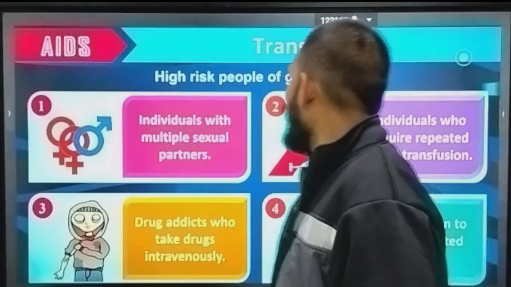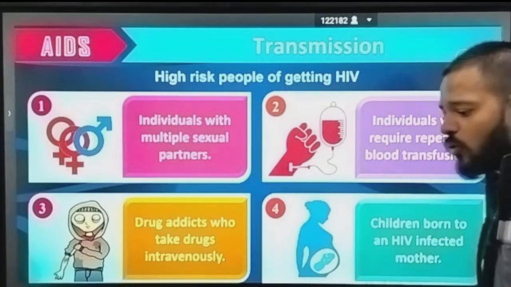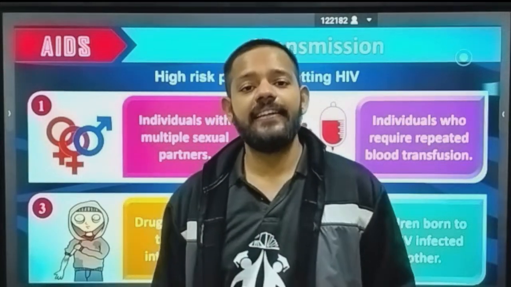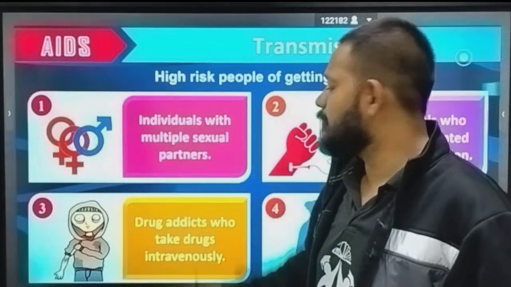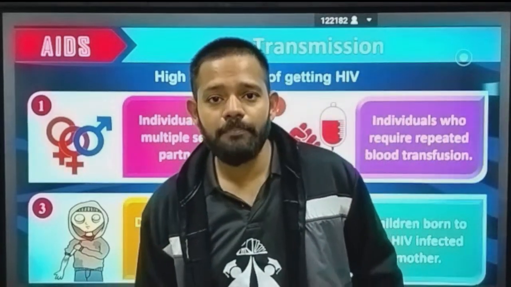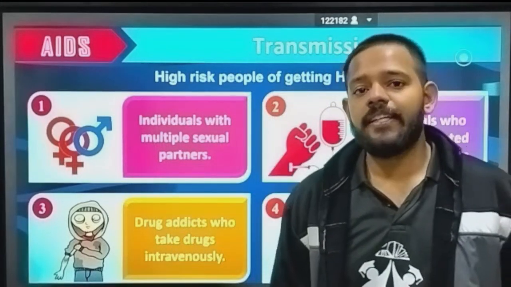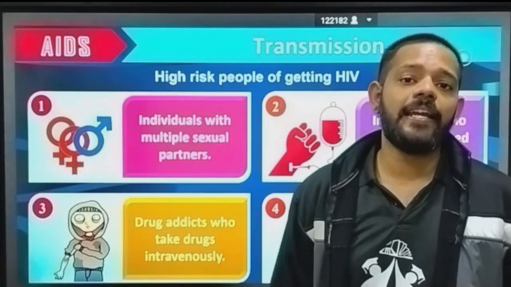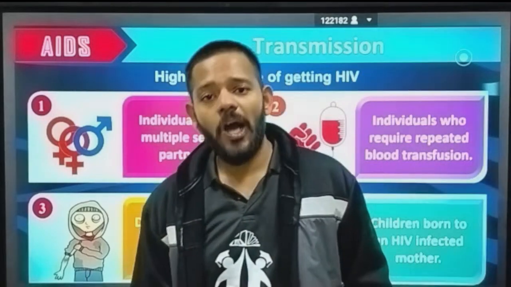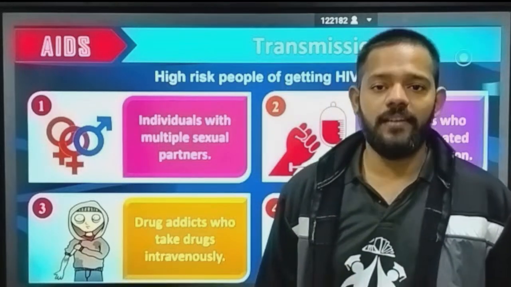Okay, high risk people of getting HIV. So who are the people who are at high risk of getting AIDS? First one, individuals with multiple sex partners. If you are having sex with multiple partners, then the HIV virus can easily enter your body without you knowing the history of your partner.